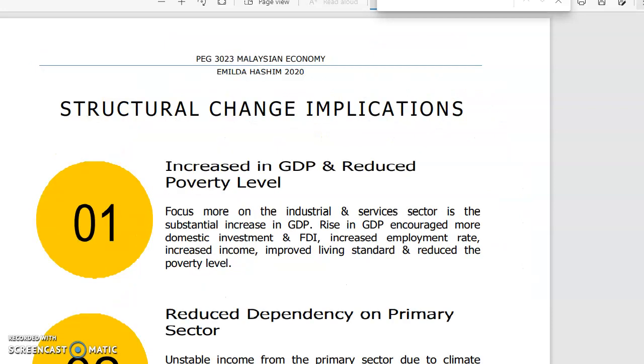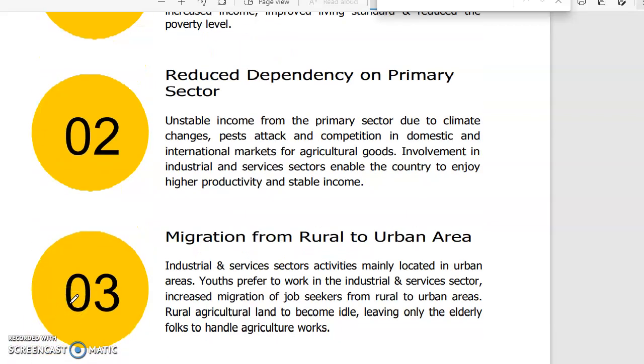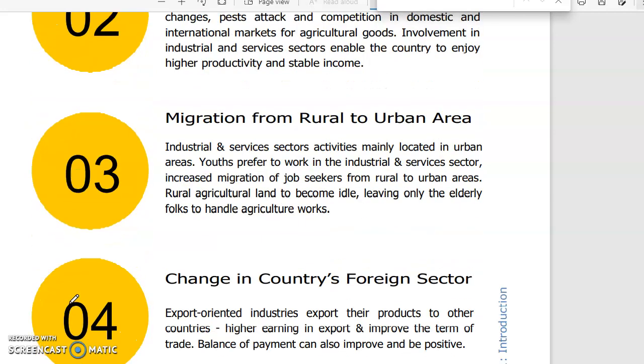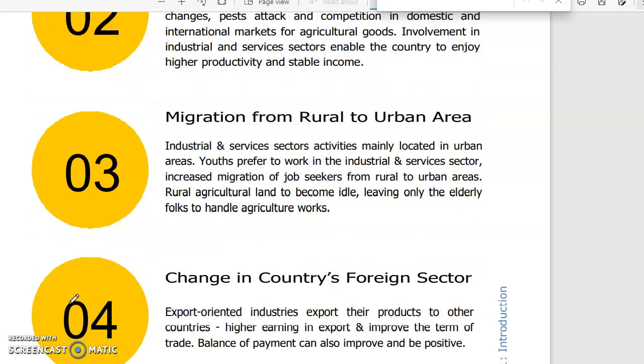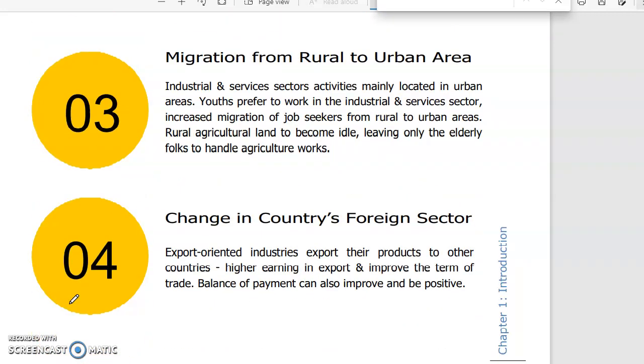Lastly is the structural change implications. First, an increase in GDP and reduced poverty level. Second, reduced dependency on the primary sector. Third, migration from rural to urban areas. And lastly, a change in the country's foreign sector.